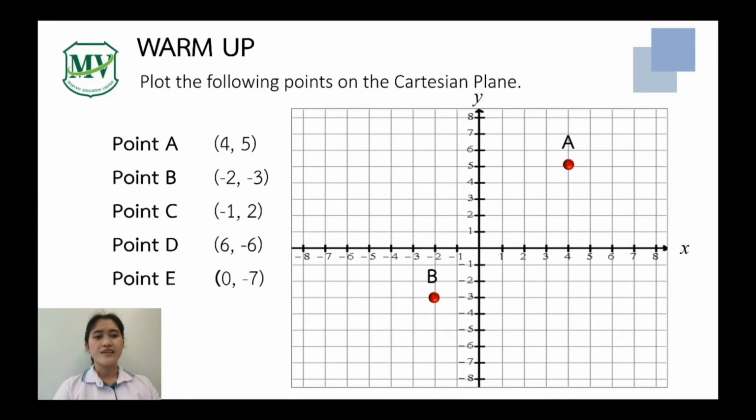Point C, (-1, 2). From the origin, left 1, up 2. Point D, (6, -6). From the origin, right 6, down 6. Point E, (0, -7). From the origin, down 7. So that's how we plot points on the Cartesian plane. Are you ready for our lesson?